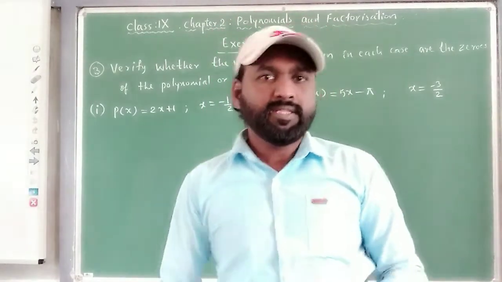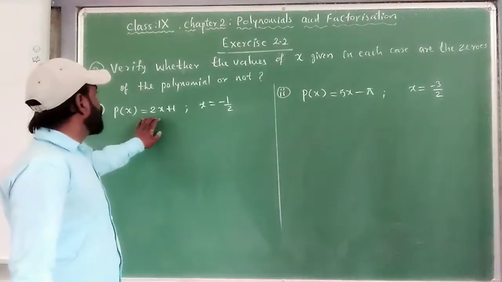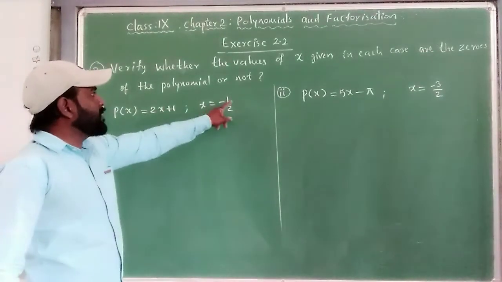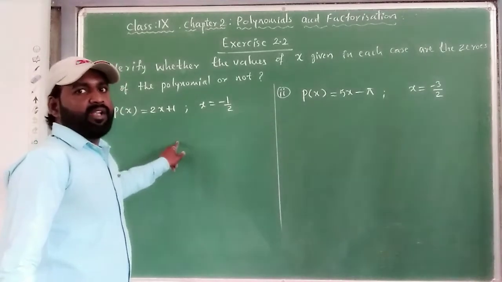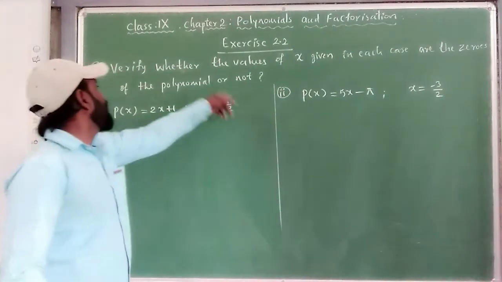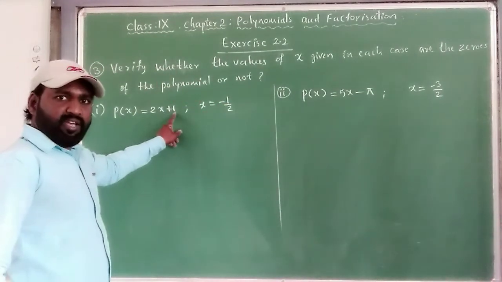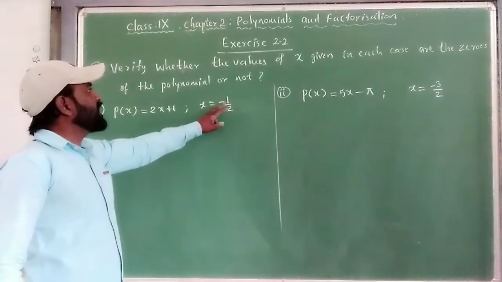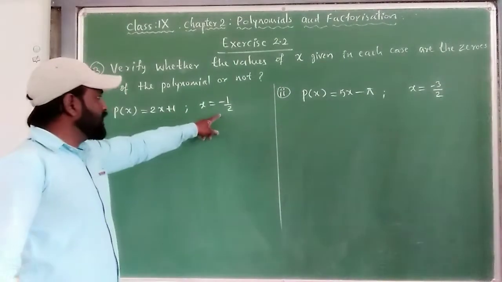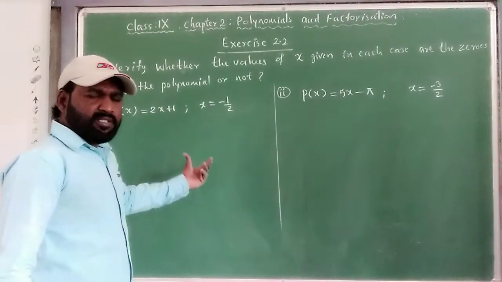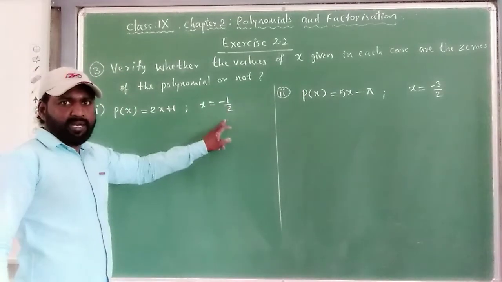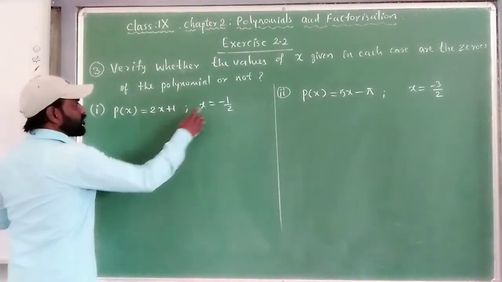That value is called a zero of that polynomial. See, this one is given: P of x is equal to 2x plus 1. This is the polynomial 2x plus 1 in the variable x. At x is equal to minus 1 by 2, we have to find the value. If the value is equal to 0, then we say this minus 1 by 2 is a zero of this 2x plus 1. If not 0, then we say this minus 1 by 2 is not a zero of the polynomial 2x plus 1. Let us check, is it a zero or not? What we need to do? Just like the previous problem, substitute the value minus 1 by 2 in place of the variable x.